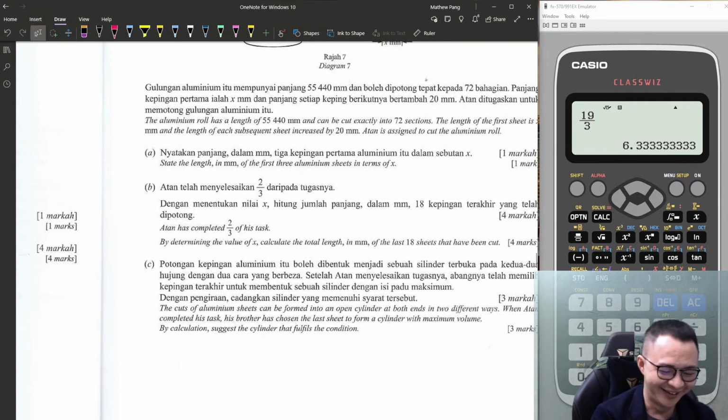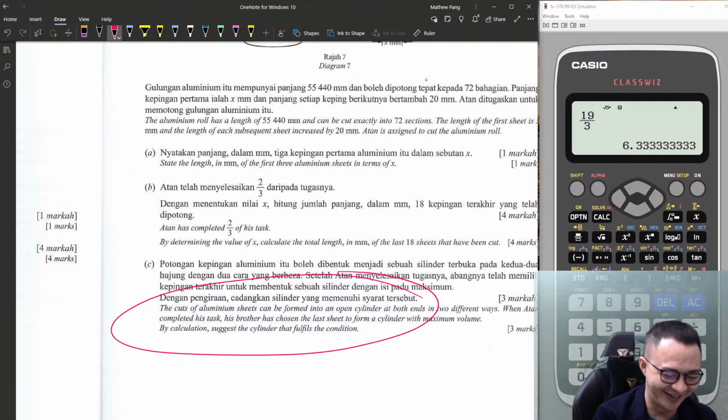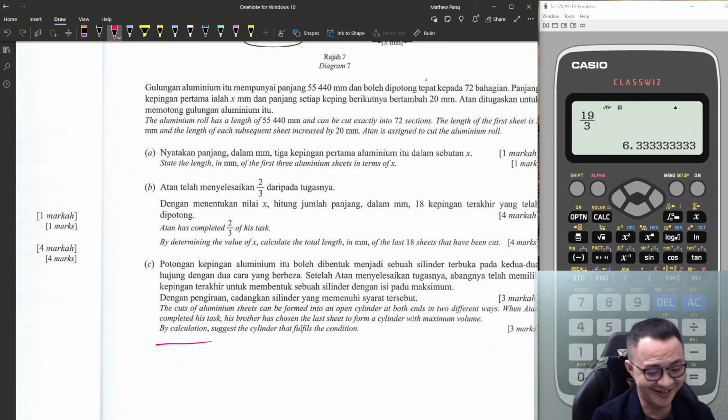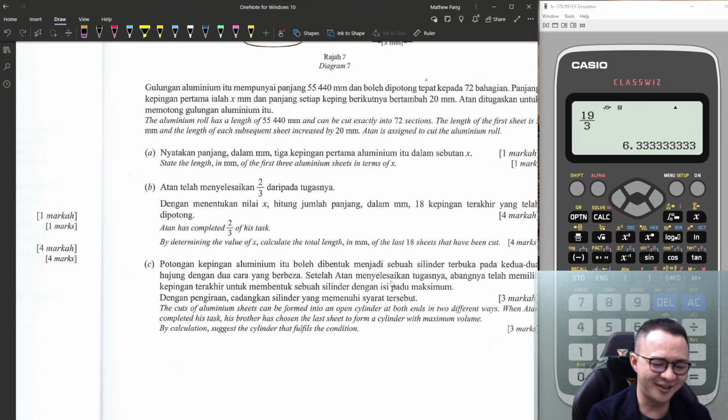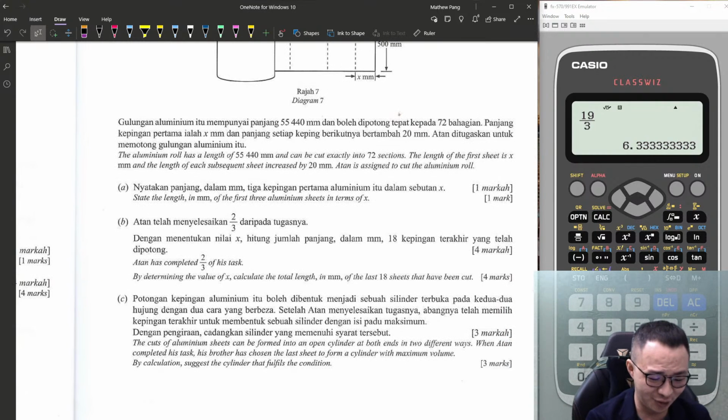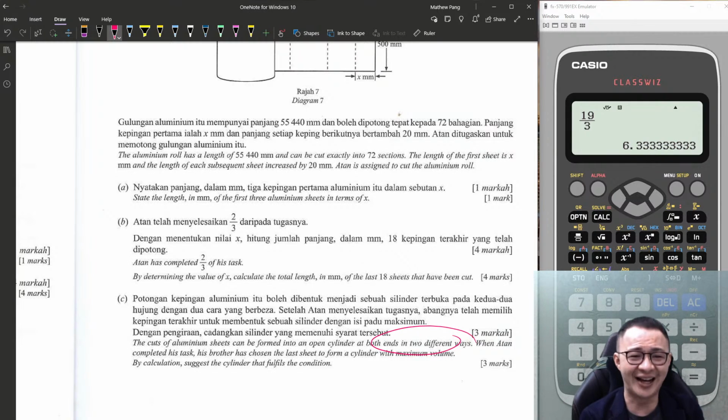Especially the last part, like what is this? The last part: by calculation, suggest the cylinder that fulfills this condition. They actually want you to form the cylinder of the maximum volume. At first I thought maybe it's differentiation, because I always do maximum cylinder volume in differentiation. But anyway, it's not really differentiation. They want you to use two different ways to complete the task.